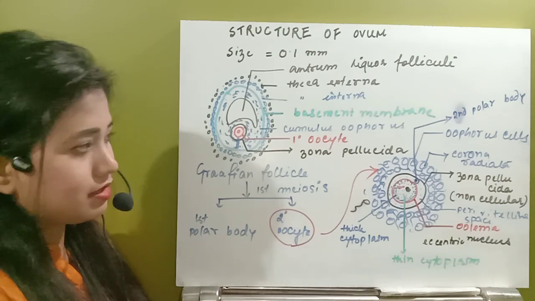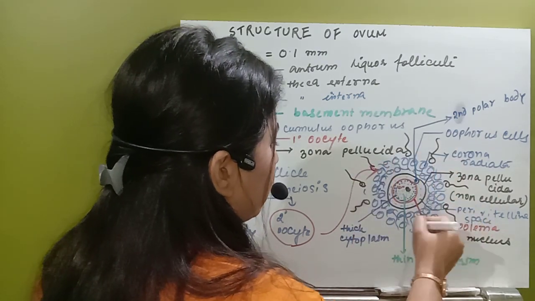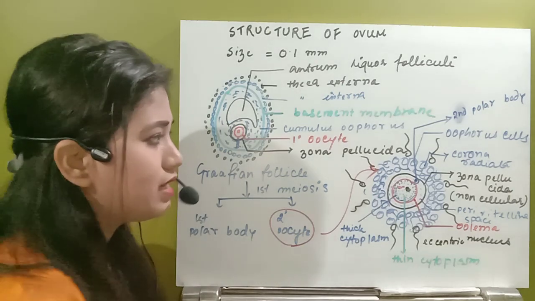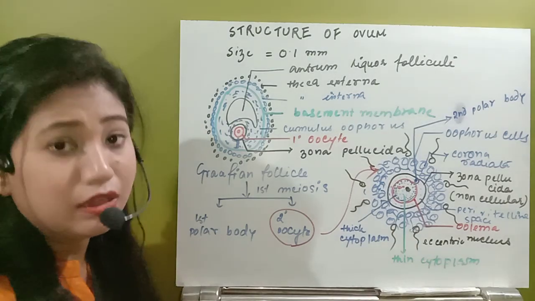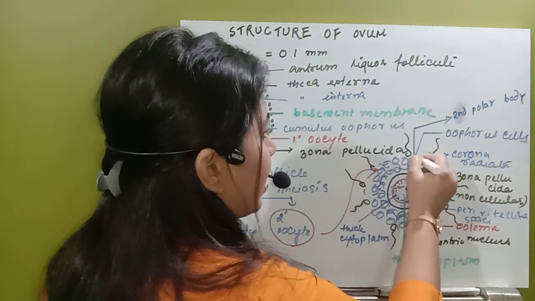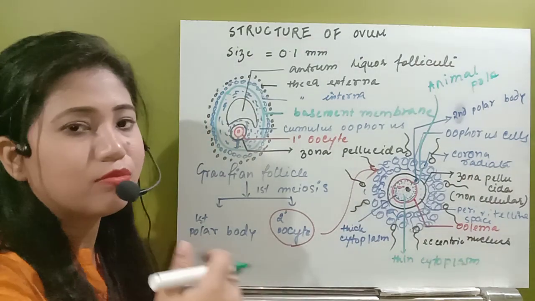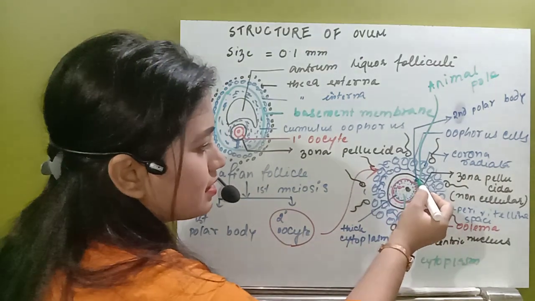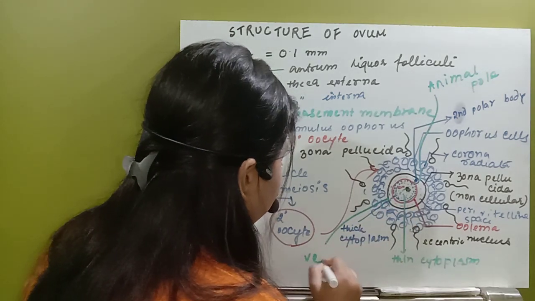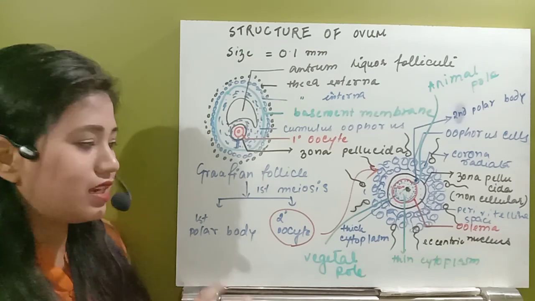Whenever this whole ovum is surrounded by a number of spermatozoa, at that time the ovum will complete the second meiosis. Whenever second meiosis is completed, the second polar body will be removed from the cell. That region from where the second polar body is removed is known as the animal pole. Remember, polarity is developed, so this region is the animal pole. And exactly the opposite region of the animal pole is known as the vegetal pole. So here the animal pole and vegetal pole will be developed inside the egg.